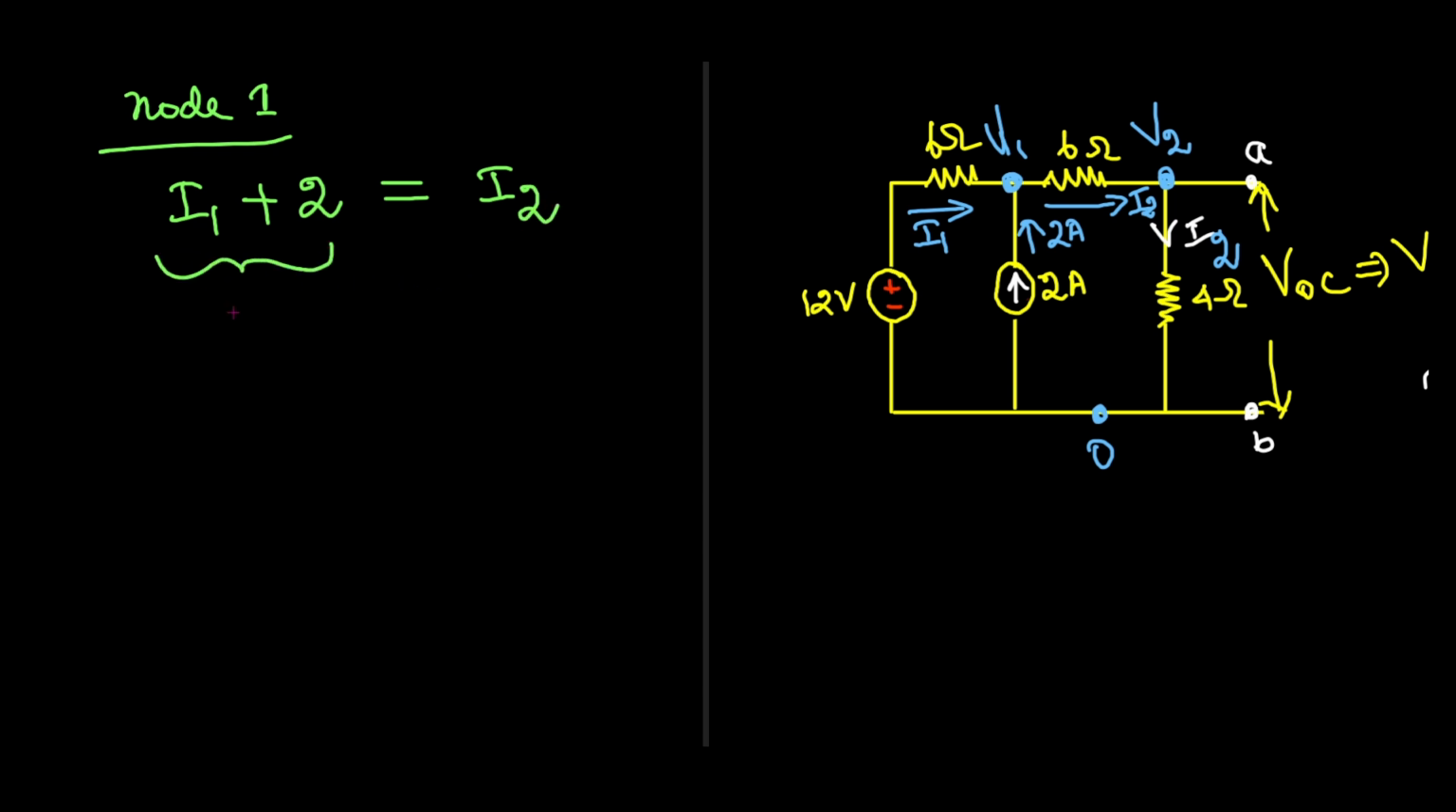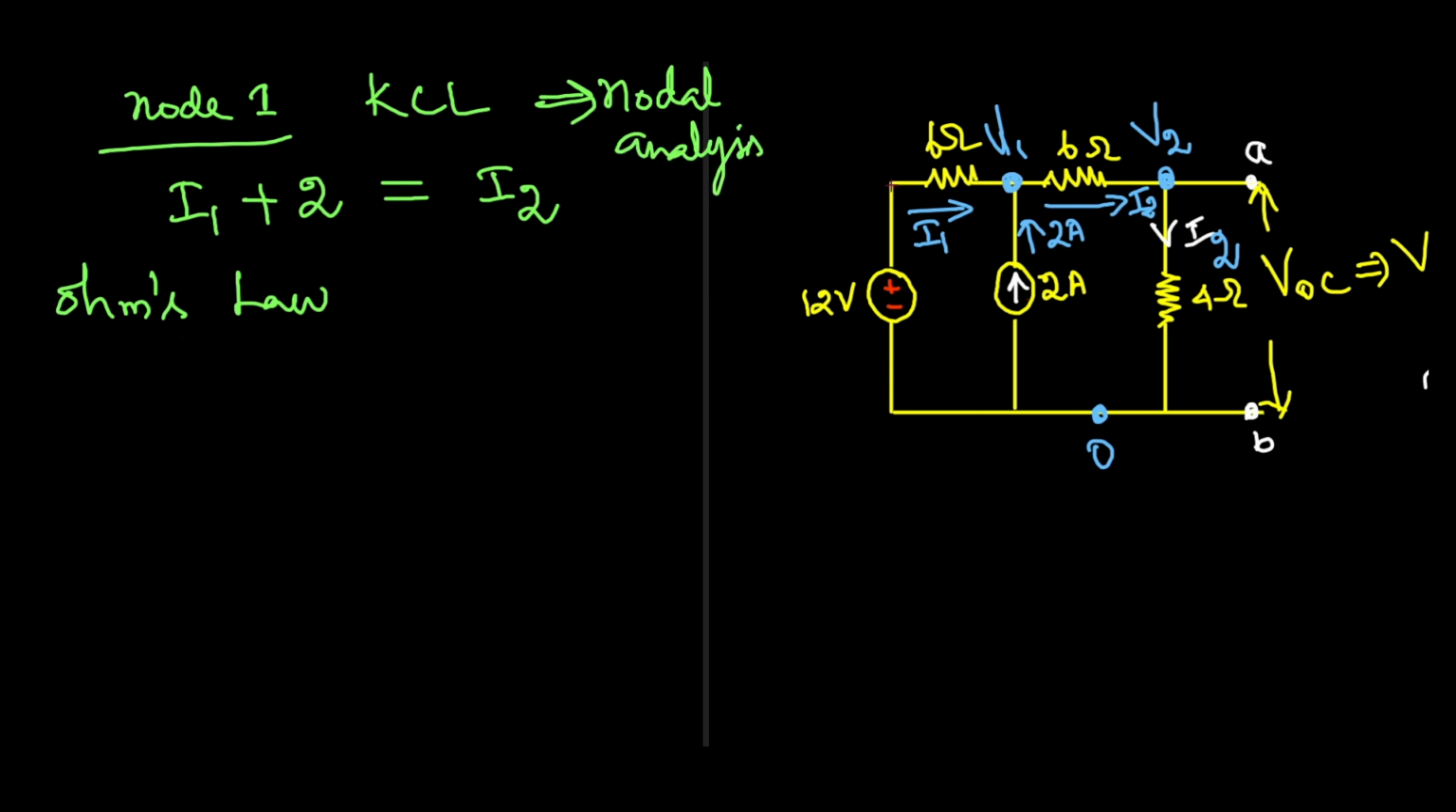Summation of these two are the entering current and this one is the leaving current, isn't it? That is our KCL. So we have applied KCL in first node. After applying KCL, we have to apply Ohm's law here. So that is coming under nodal analysis.